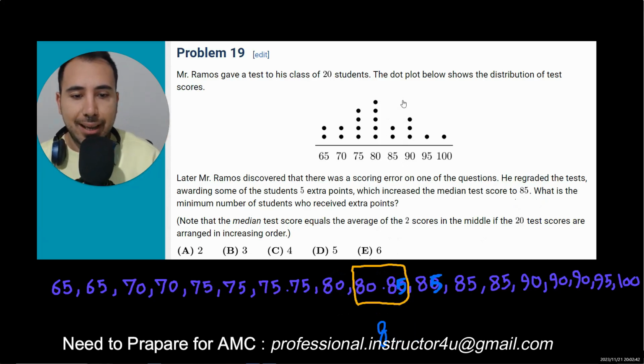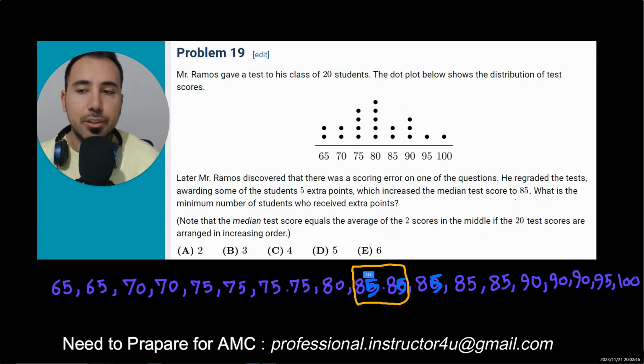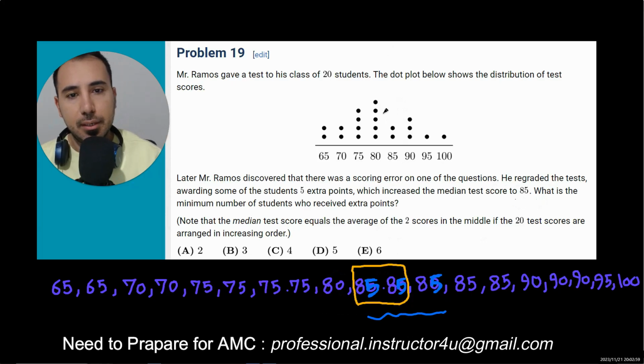So if I add another 5 here, there you go. We're going to have 2 85s, and that will be it. So we need to change 3 people at least. Those people should be from 80s to 85s. We just need these 3 people to be changed this way, okay? So the right answer will be B.